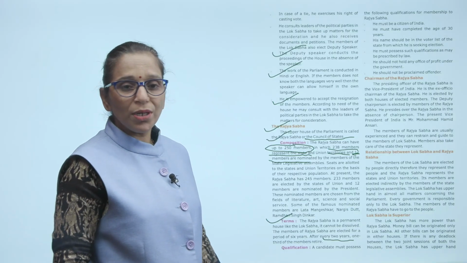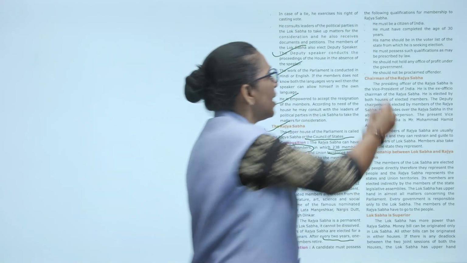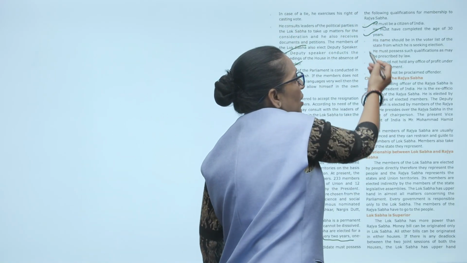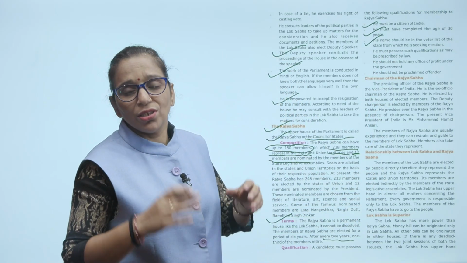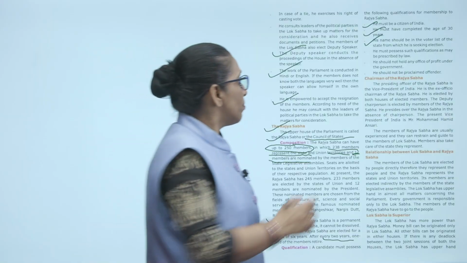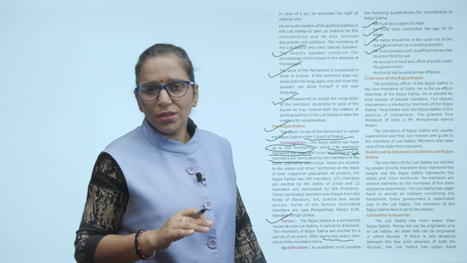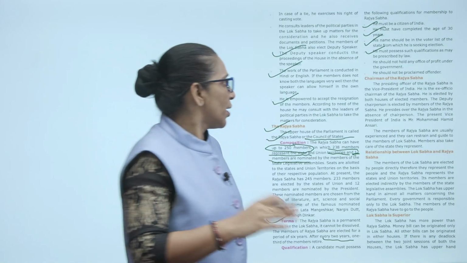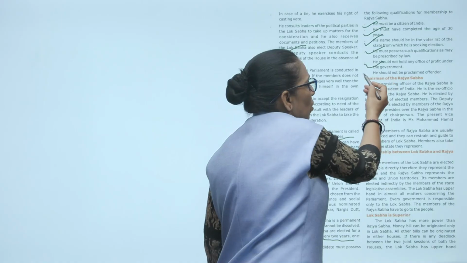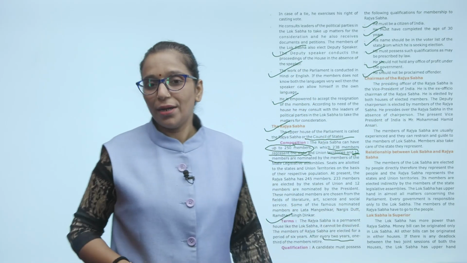Now, what are the qualifications to become a member of Rajya Sabha? The candidate must be a citizen of India, must. Then age is 30 years, and the name should be in the voter list of the particular state from which he or she is seeking the election. Then must possess such qualifications as may be prescribed by the law. He or she should not hold any office of profit under the government. He or she should not be a proclaimed offender. No cases pending against him or her.